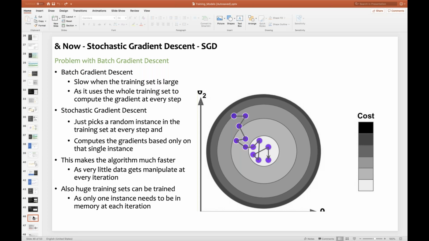Batch means it's not real time. It does in the form of chunks and chunks and chunks. Okay, perfect. Now, this batch gradient descent is slow when the training set is large. Very good. This is as it uses the whole training set to compute the gradient at every step.